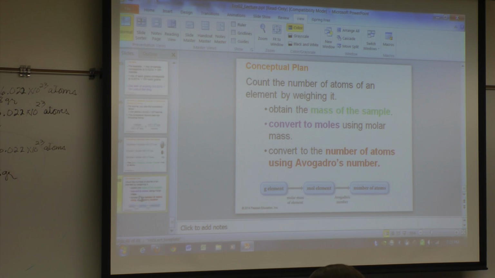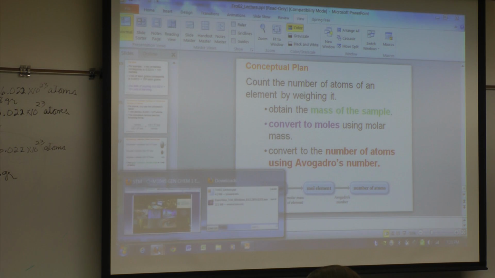And so when we try to convert the number of atoms of an element by weighing it, first we obtain the mass, then we convert it to the moles, and then we convert to the number of atoms using Avogadro's number.